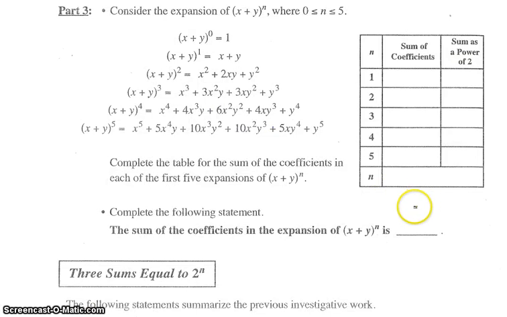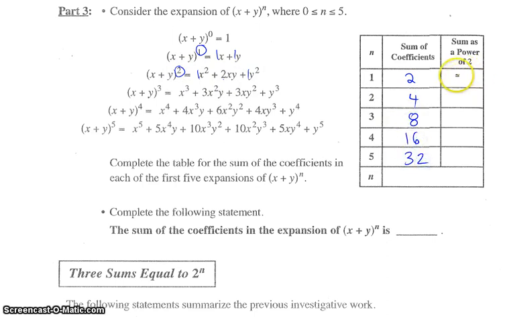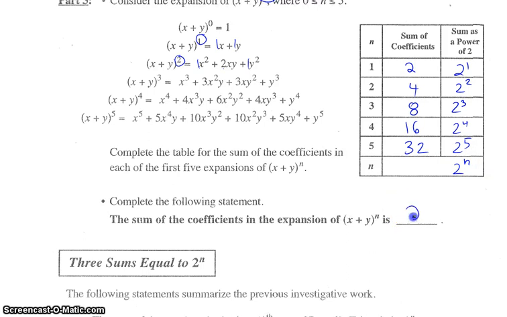Okay, so this just reinforces what we just did. When n is 1, the sum of the coefficients is 1 plus 1, which is 2. When n is 2, 1 plus 2 plus 1 is 4. So this is pretty much what we just did on the previous page. The sum is a power of 2: 2 to the 1, 2 to the 2, 2 to the 3, 2 to the 4, 2 to the 5. So if the exponent is n, which it generically is, it would be 2 to the n. Good. So 2 to the n again.